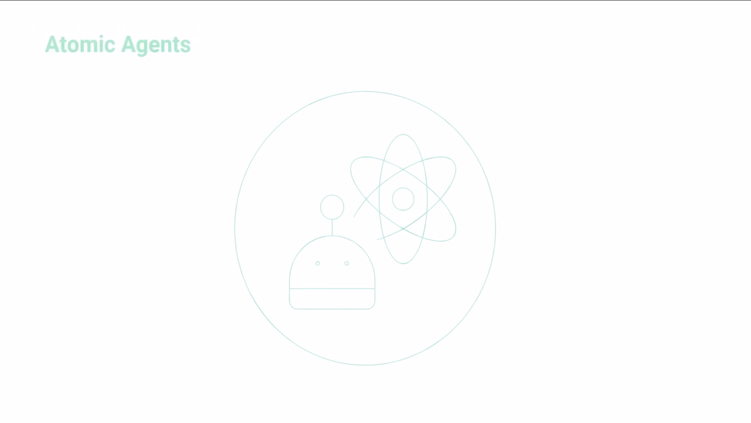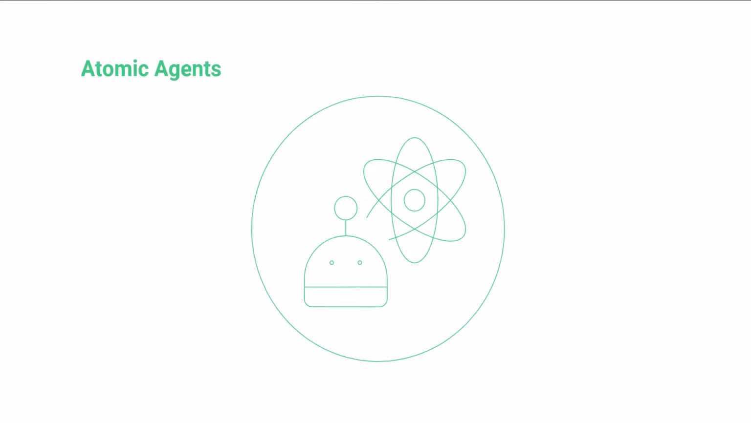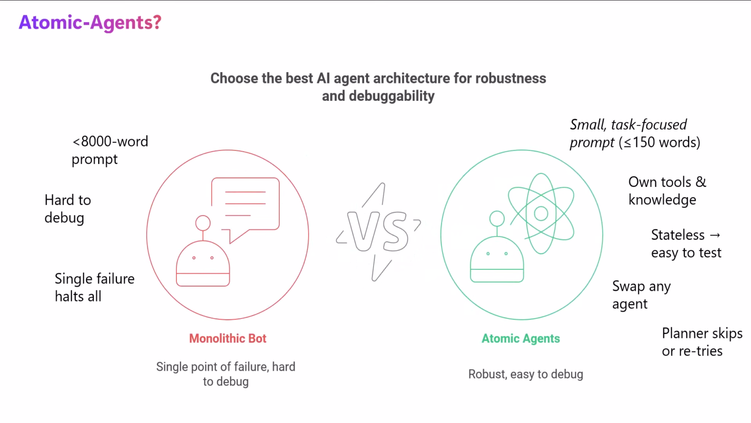And that brought me to atomic agents. Now, you may not have heard this term before, but think of atomic agents as a set of multi-agents that you can call on. And that's very different to the monolithic agents that we're creating today, or monolithic bots or chatbots or whatever you're talking about.